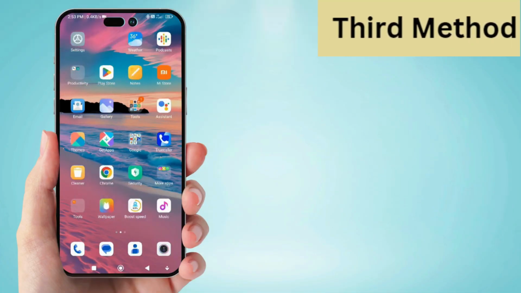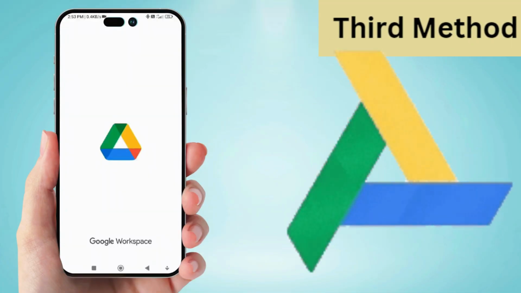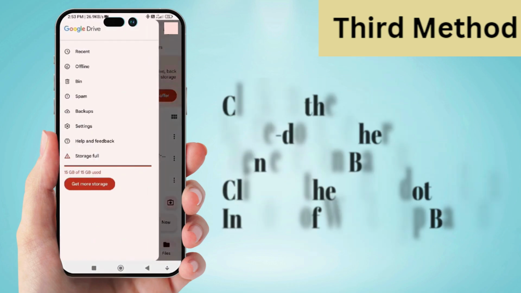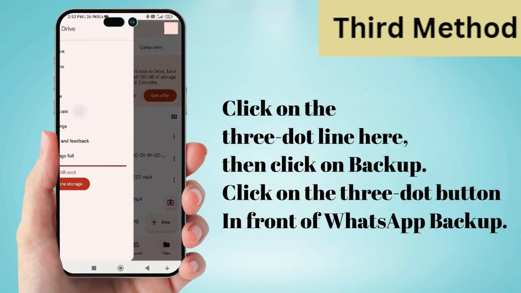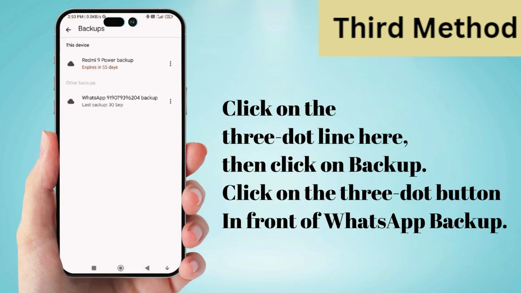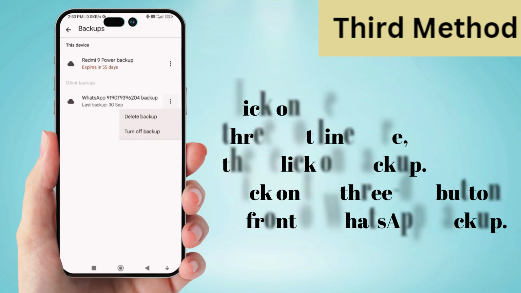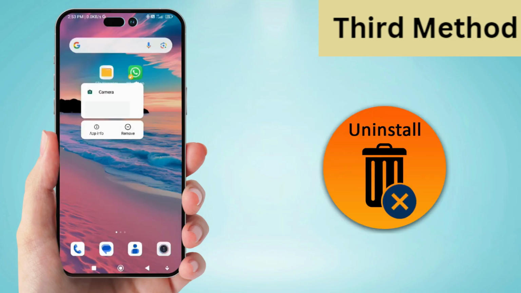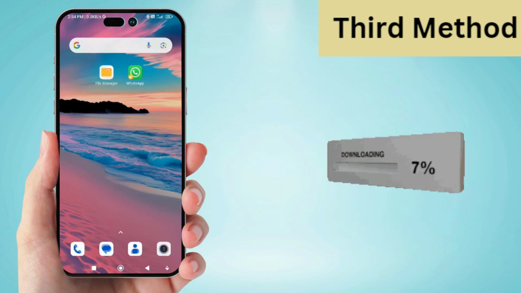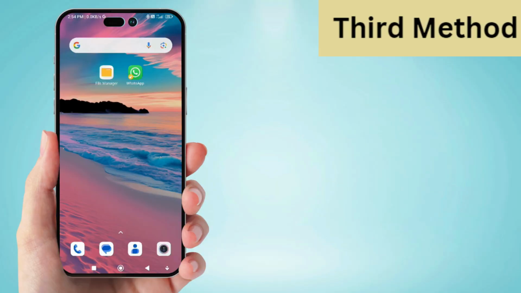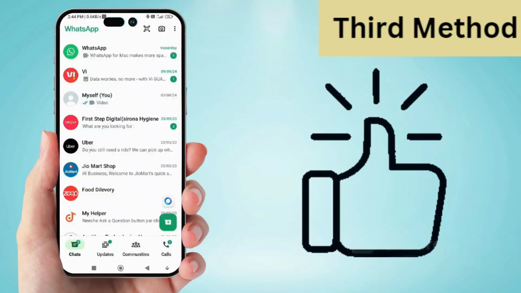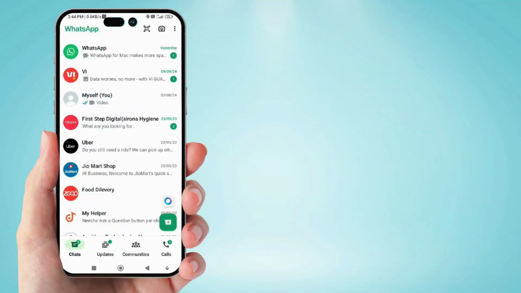Now the third and final method. Open Google Drive and tap on the three-line menu at the top left. Now tap on Backups, and beside WhatsApp Backup, tap the three dots and choose Delete Backup. After that, uninstall your WhatsApp, reinstall it again, and during setup, it might ask you to restore your previous chats. You can try this option, but note that WhatsApp currently doesn't have a complete chat recovery system.